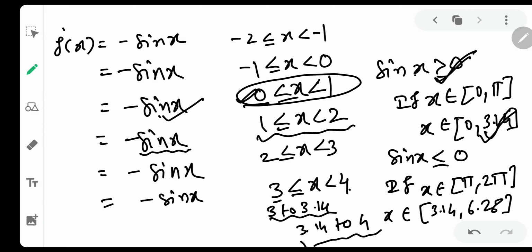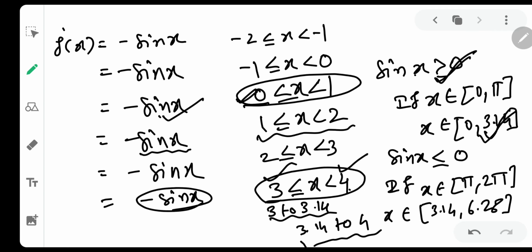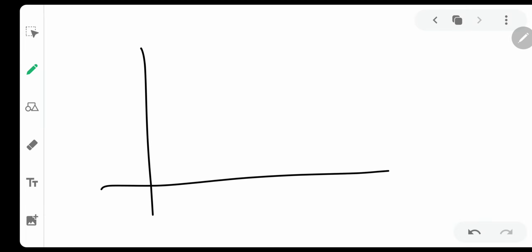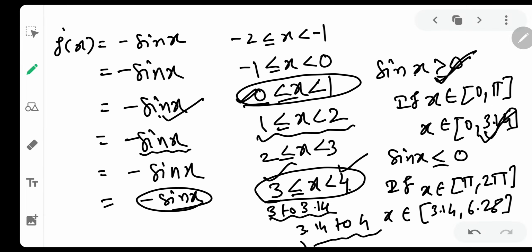It means in this particular part of the domain 3 to 4, the derivative is less than 0 and also greater than 0. It means the function will be increasing as well as decreasing for particular parts. In short, if I draw this function from 3 to 4, how will it look? So let us see.